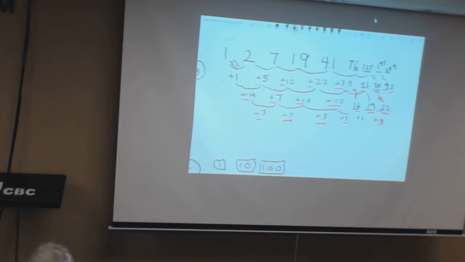There we go. 1 to 1 to get 2. 2 plus 5 is 7. 7 plus 12 is 19. 19 plus 22 is 41. You see what's going on? Yes or no? Because this is on the test.